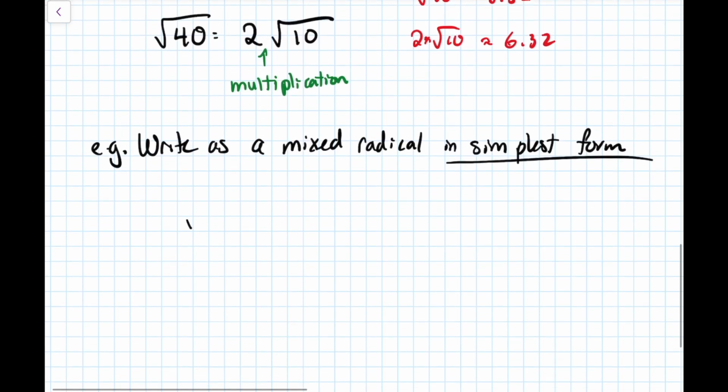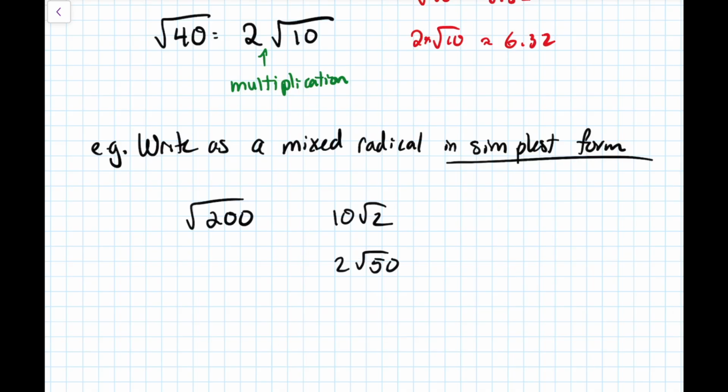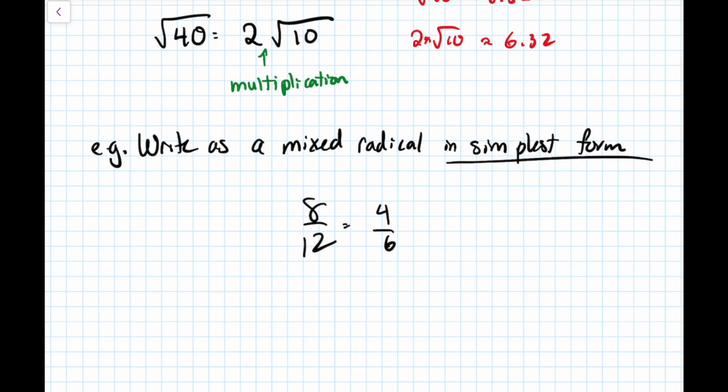If I asked you to deal with, say, square root of 200, that could be written as 10 root 2, which would be the simplest form. But it could also be written as, say, 2 root 50, or 5 root 8. And those are all mixed radicals. But the one at the top there, that 10 root 2, that is the simplest form. It's kind of like with fractions. If I ask you to simplify, say, 8 over 12, you could divide the top and the bottom by 2 and get 4 over 6, and that is simplified, but it's not the simplest version.